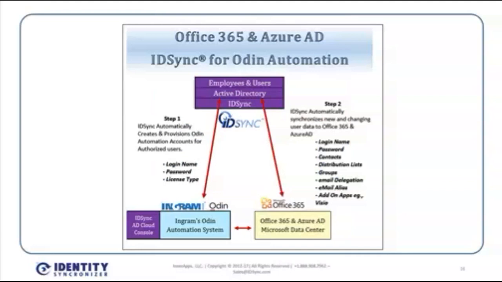So this diagram, you see Active Directory at the top. You've got user information that you have to get into Odin Automation and user information you have to get into Office 365. And then beyond just user information, you have to get contacts, distribution lists, alias accounts, all those kinds of things that make Office 365 productive. There are a number of ways that can potentially be done. The way that we advocate is you drop an employee into Active Directory, and then you do that provisioning into both these databases from Active Directory without ever having to leave that environment.